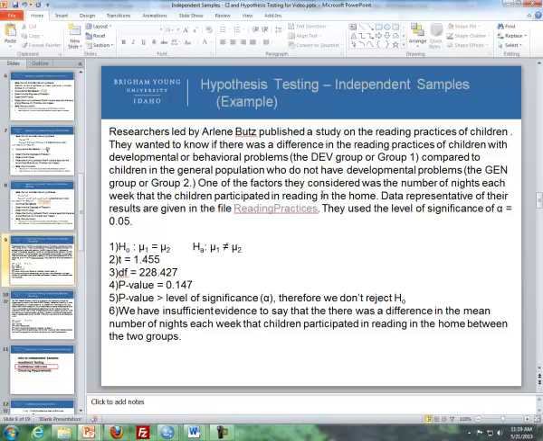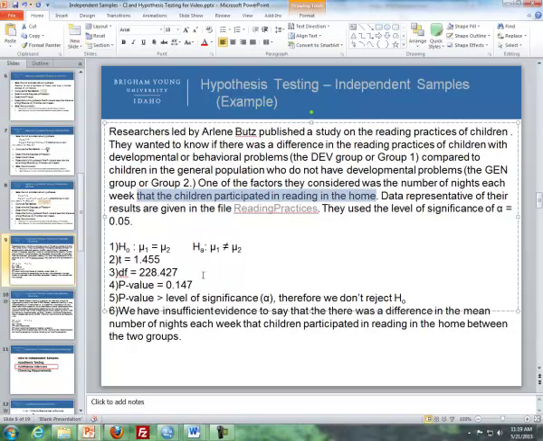One of the factors they considered was the number of nights each week the children participated in reading at home. Data representative of their results are given in the file Reading Practices, and there's a link to it on the online textbook. And then they used a level of significance of 0.05. They wanted to see whether or not there is a difference in the number of nights each week the children participated in reading at home.